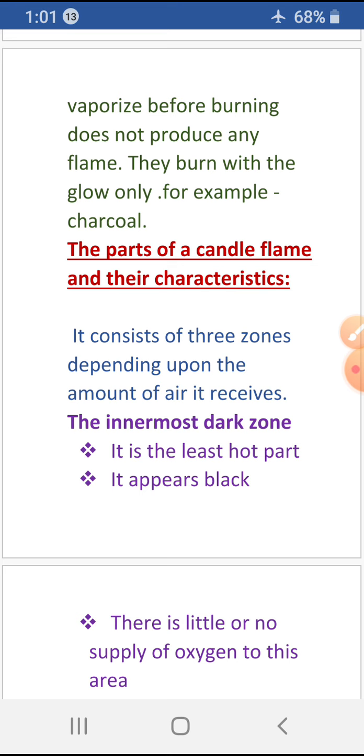A candle flame consists of 3 zones or 3 parts depending upon the amount of air it receives. First is innermost dark zone, second is the middle luminous zone, and the third is outermost zone. First of all, we are talking about the innermost dark zone.